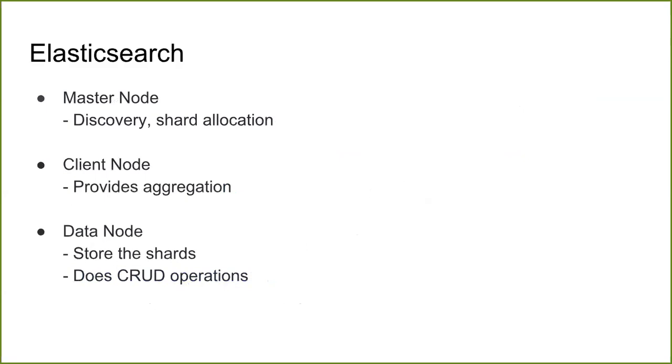In this HA setup, we will use the master node, client node, and data node. Basically, there are 3 concepts in Elasticsearch: master node, client node, and data node. The master node is responsible for discovery and shard allocation. The client node is responsible for providing aggregation, and the data node is responsible for storing the shards and does create, read, update, and delete operations. You can have multiple master nodes, multiple client nodes, and multiple data nodes, so as per your requirement, you can scale the replicas when needed.